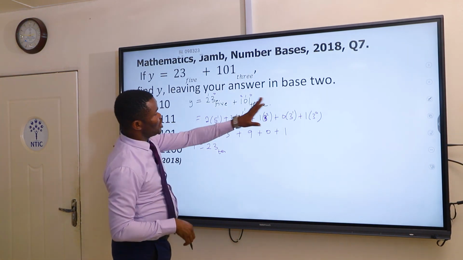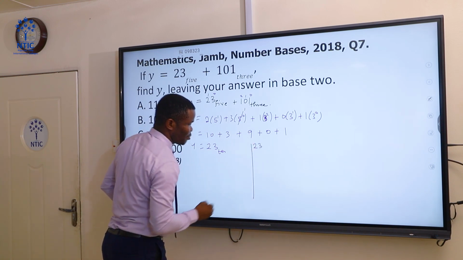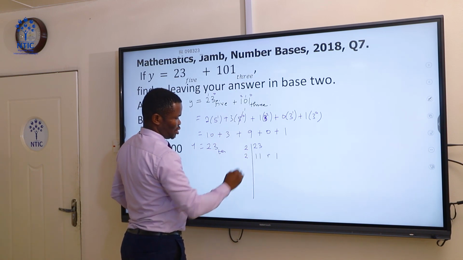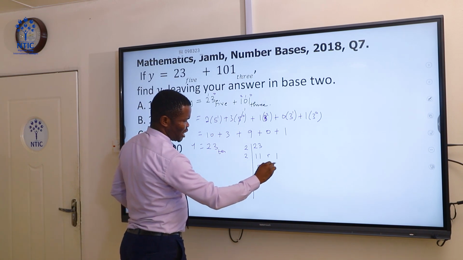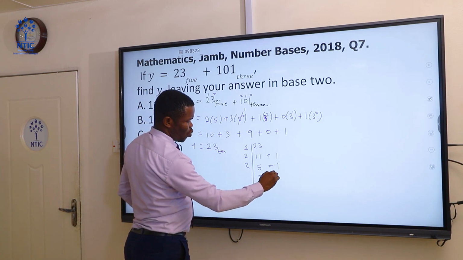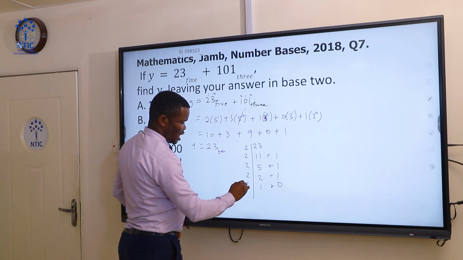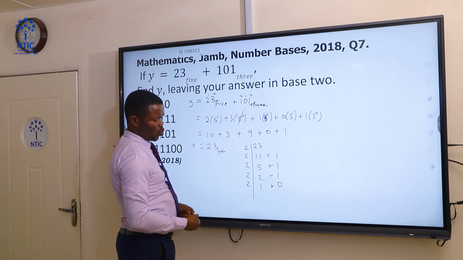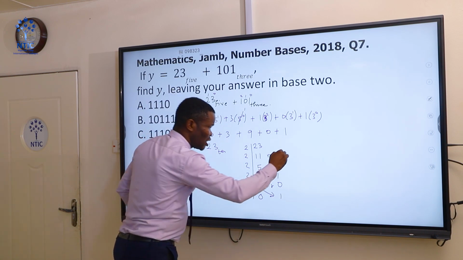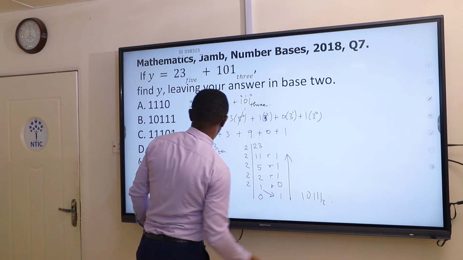Now, to convert it to base 2, we do what is called continuous division. So this is going to be 23. 2 into 23 is going to be 11 remainder 1. 2 into 11 is going to be 5 remainder 1. 2 into 5 is going to be 2 remainder 1. 2 into 2 is going to be 1 remainder 0. And 2 into 1, there is no 2 inside 1. So you just write down 0 and transfer this 1 here. Right? Now, you take the answer from bottom to top, and your answer is 10111 base 2.